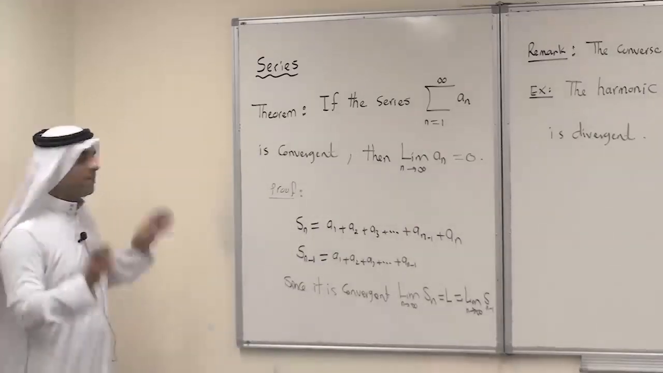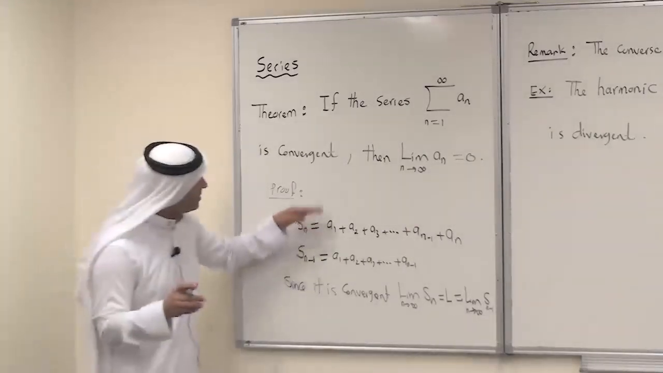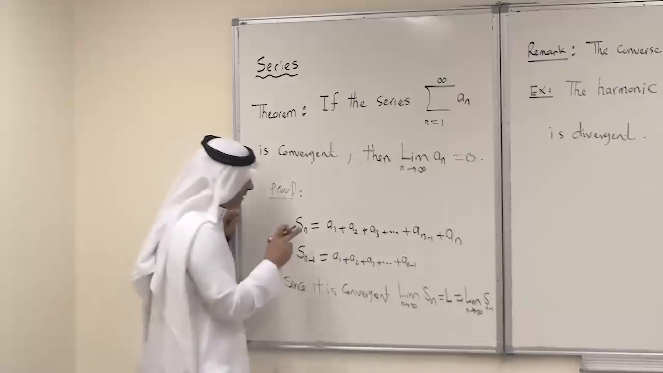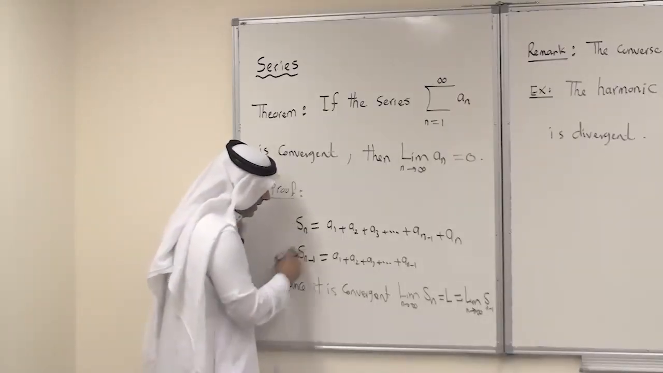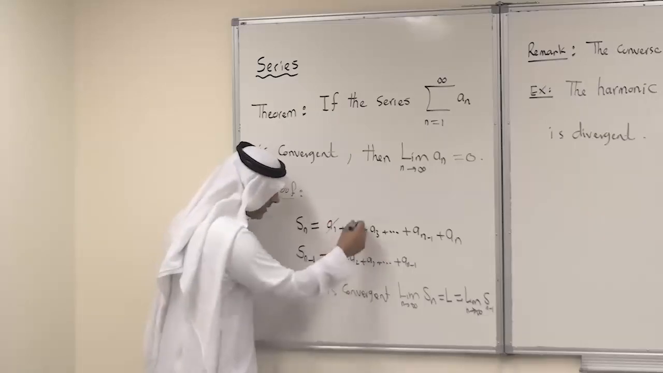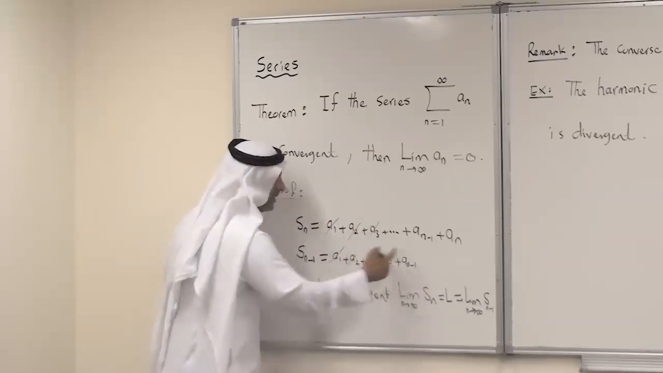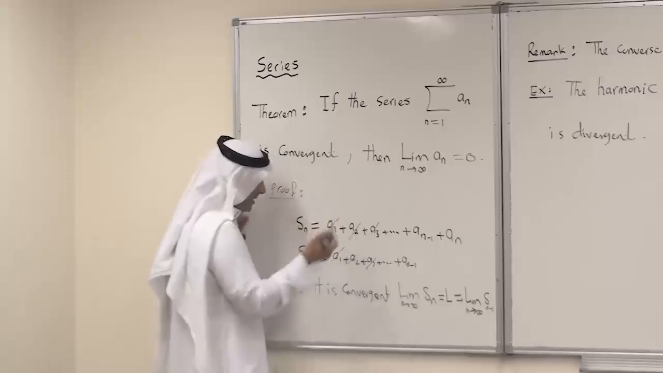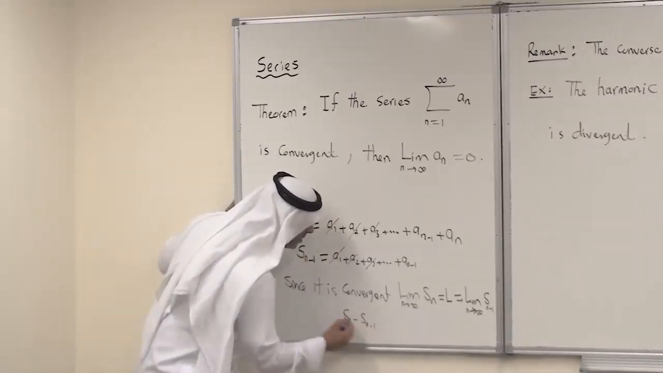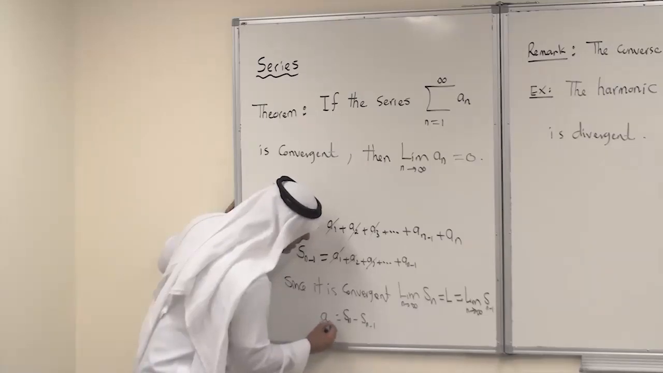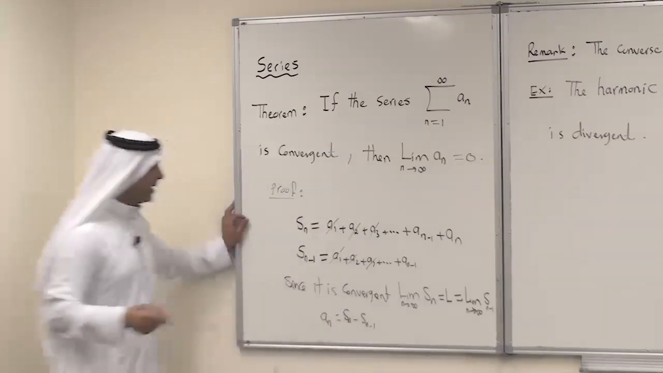Fine. What you need to do is just to subtract these two things. If you subtract Sn minus Sn minus 1, you will see that all terms will cancel out, except the last one. So in this case, we have Sn minus Sn minus 1 actually is equal to an. And this is equal to what? Sn minus Sn minus 1.